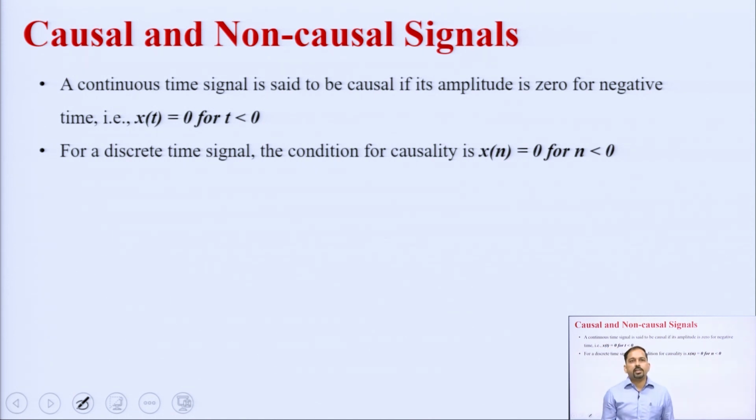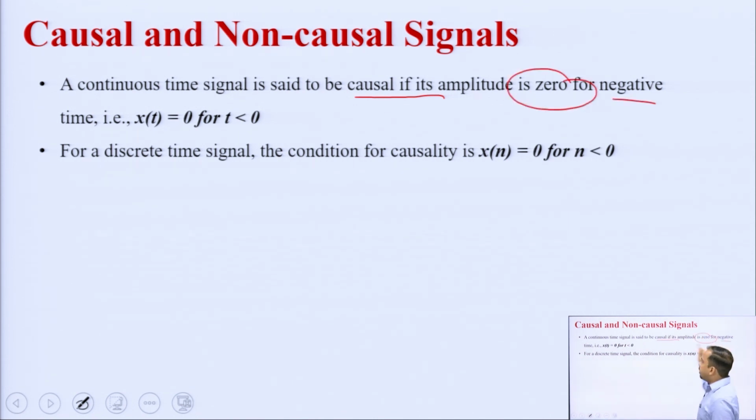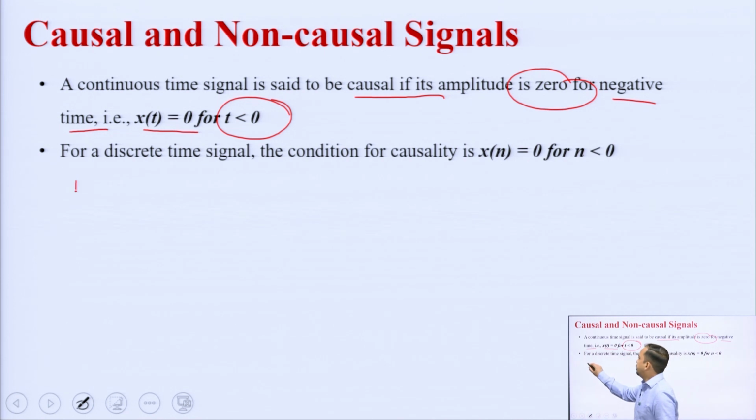Next classification is the causal and non-causal signals. A continuous time signal is said to be causal if its amplitude is 0 for negative values of time, meaning x of t equals 0 for all t less than 0. Those types of signals are called causal signals, whereas if it is not following this, it is called non-causal.